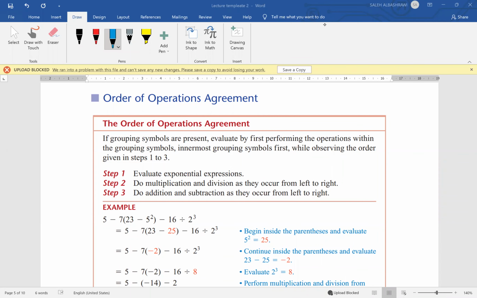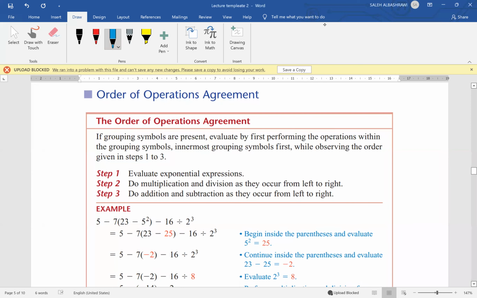In this lecture, we are going to speak about the order of operations agreement, or how to simplify. An expression contains different types of terms: power, parentheses, multiplication, division or subtraction, and addition. If we have such an expression containing different types of operations, we have to go through a certain process or a certain order of the operations.